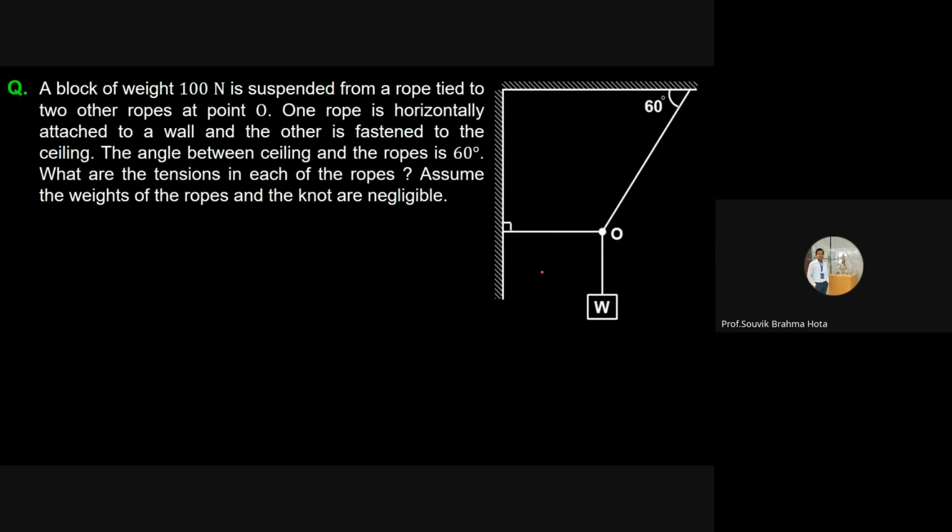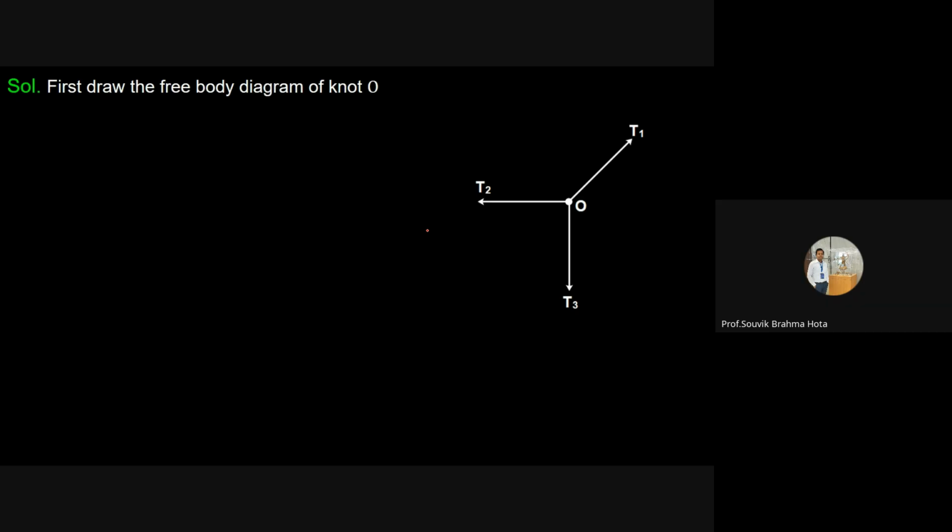Now a body of weight 100 Newton is suspended from a rope tied to other ropes at point O. One rope is horizontally attached to the wall and the other is fastened to the ceiling. The angle between the ceiling and the rope is 60 degrees. What is the tension in each of the ropes? Assuming the weight of the rope and the knot are negligible.